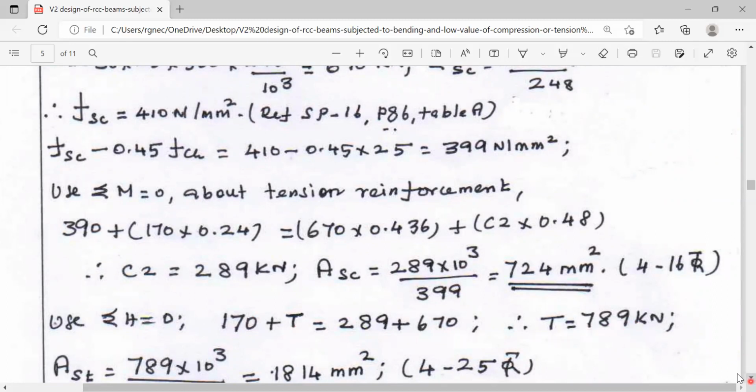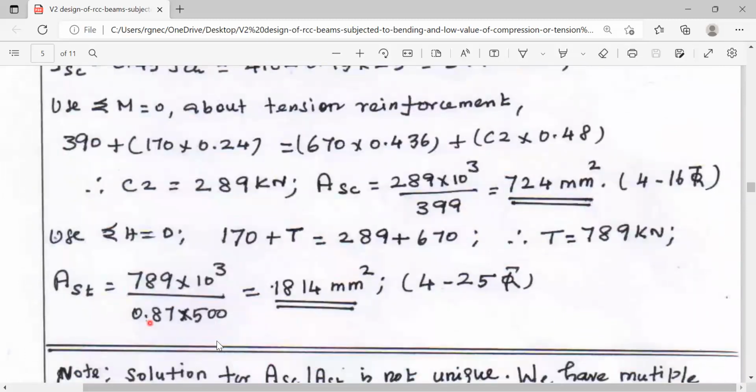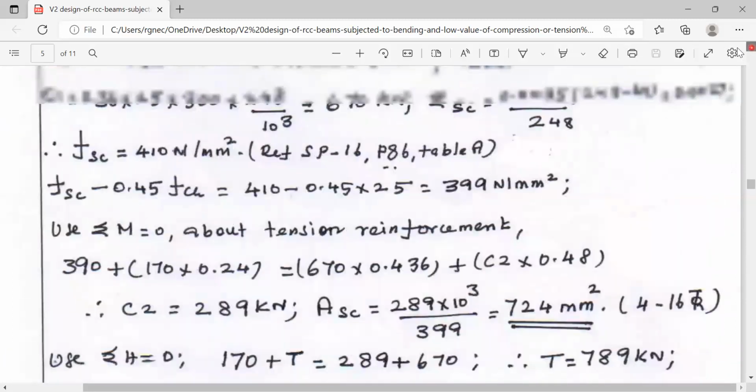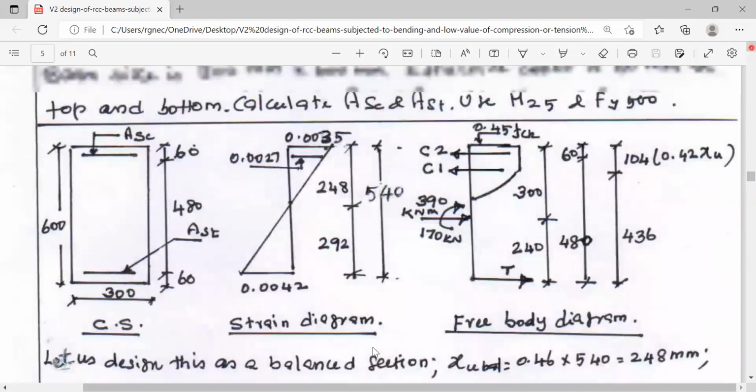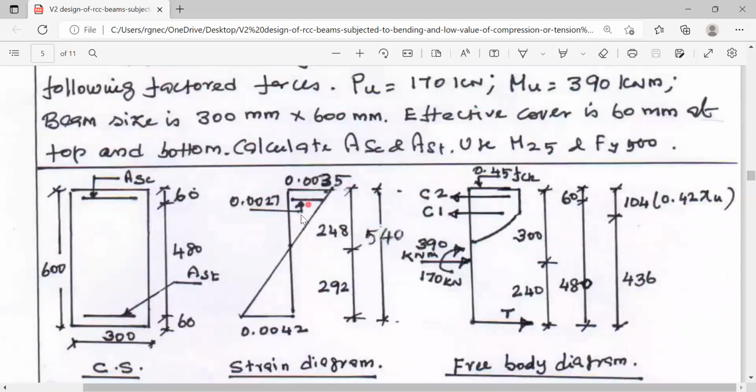And the stress in the tension reinforcement is 0.87 Fy. Therefore, AST comes to 425 torque. This design is economical because we have assumed the concrete under compression to the extent of 0.46 D. Now, how to get the solution so that ASC is equal to AST?